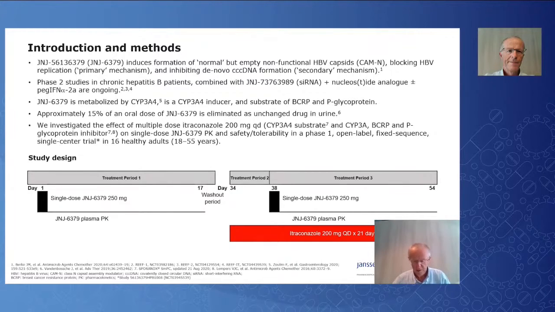Design figure. Treatment period 1, a single oral dose of 6379 50 mg given with food. A washout period of at least 33 days allowed for elimination of 6379. Treatment period 2, itraconazole given 5 times, a single oral daily dose of 200 mg, fed condition. Treatment period 3, single oral dose of 6379 50 mg given together with food, while itraconazole was continued up to day 54. Follow-up was 33 up to 38 days after last administration of 6379.